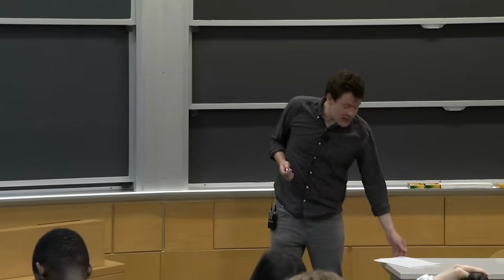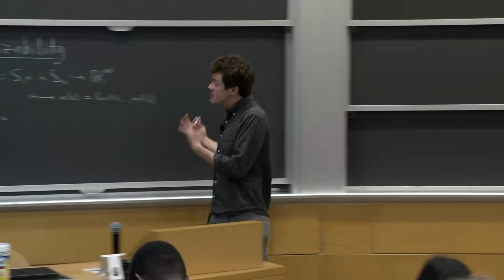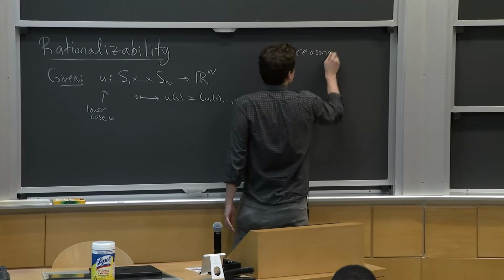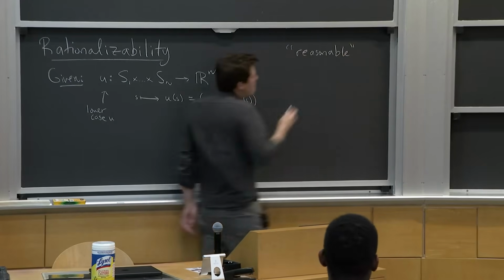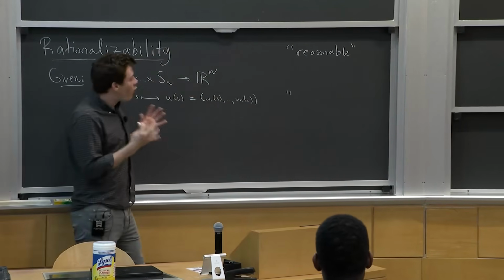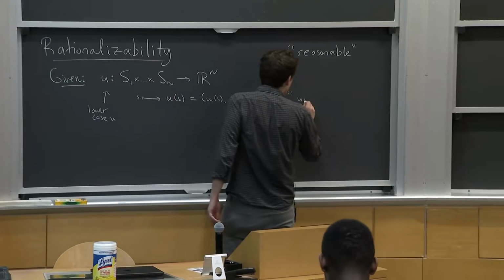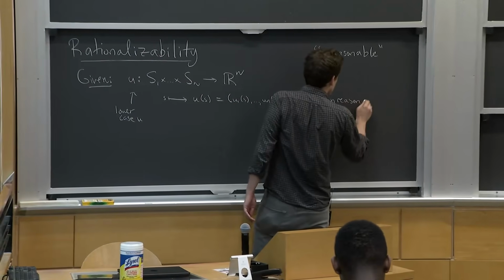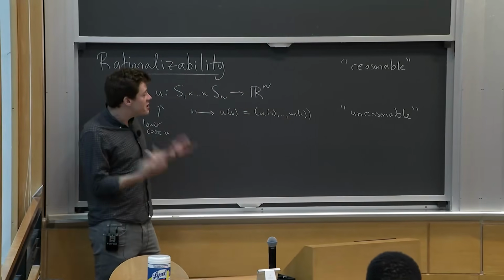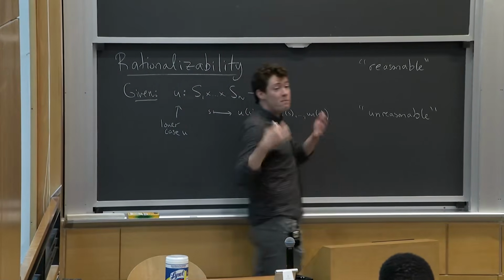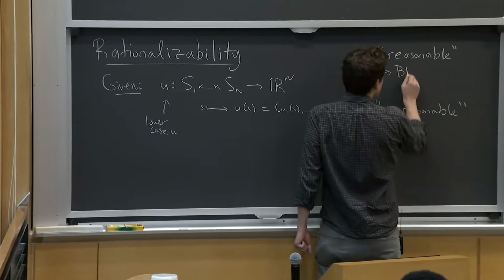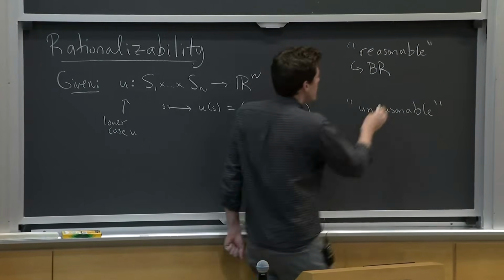So what we talked about last time is which strategies were reasonable to play. I put reasonable and unreasonable in quotes because I don't mean these in really formal terms. I'm just being a little informal here. But let's remember, we called a strategy reasonable for a player if it was a best response to some belief. So I'll say BR for best response to some belief.